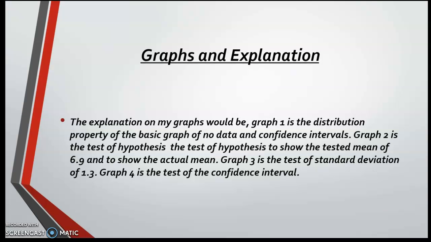Graphs and explanation. The explanation on my graphs would be: Graph 1 is the distribution property of the basic graph of normal data and confidence intervals. Graph 2 is the test of hypothesis, to show the tested mean of 6.9 against the actual mean. Graph 3 is the test of standard deviation of 1.3. Graph 4 is the test of the confidence interval.